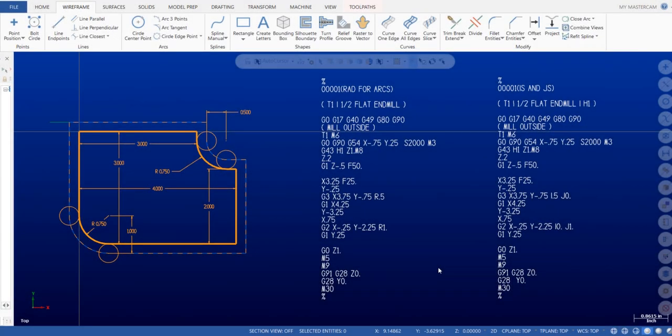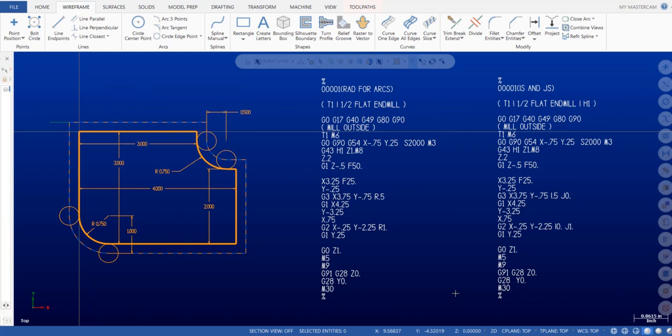Alright, in this session I want to talk about the I's and J's used together with the G2 and G3 arc commands. So far we've learned that anytime we do a clockwise or a counterclockwise arc, on that line we need to put an R value, and that represents the radius that the center of the tool swings around, the radius that it produces.